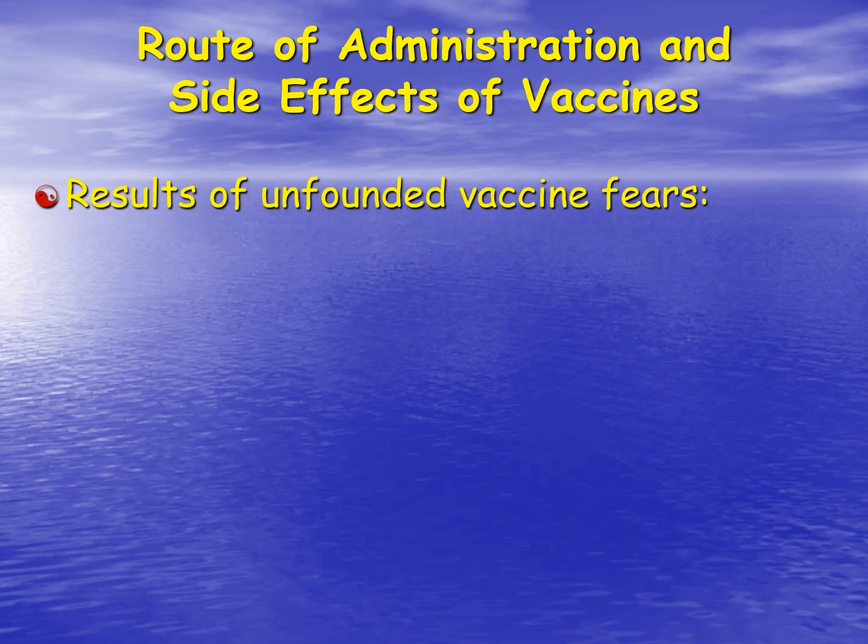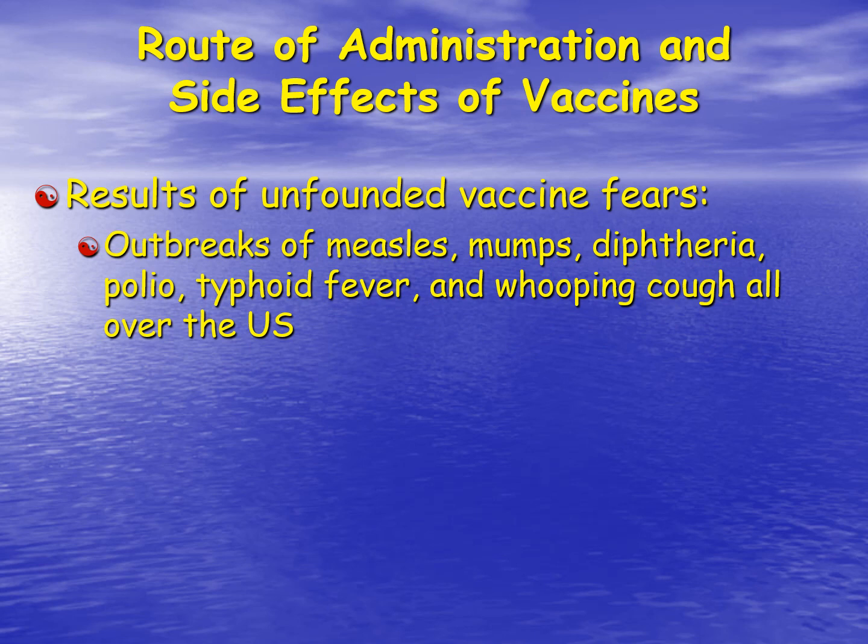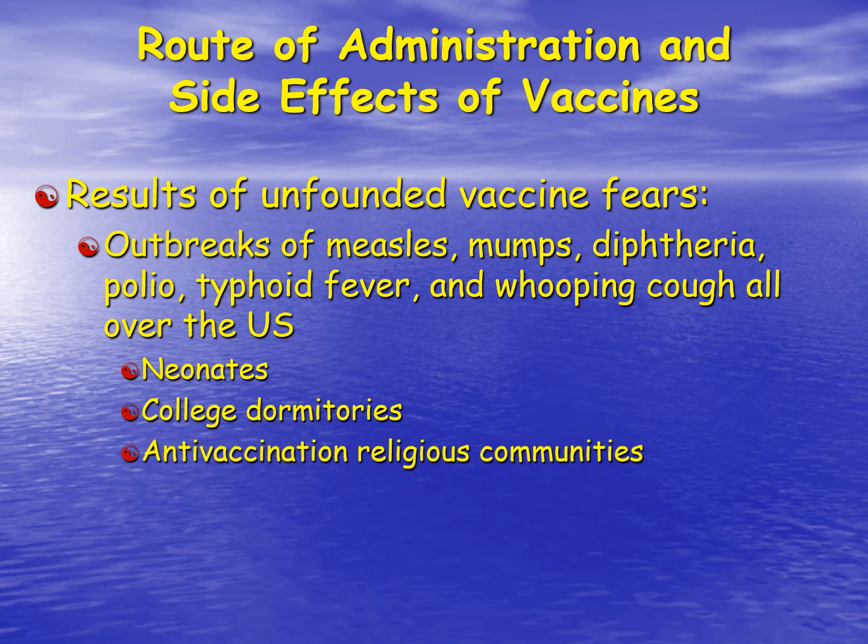Results of unfounded vaccine fears: we've seen outbreaks of measles, mumps, diphtheria, polio, even typhoid fever and whooping cough all over the United States due to unvaccinated children. And these can be especially deadly even in neonates. We've seen some of these outbreaks in college dormitories, and this could actually be because some of these vaccines need boosters in later life, especially in the late teens. In anti-vaccination religious communities, we've also seen outbreaks of these diseases.